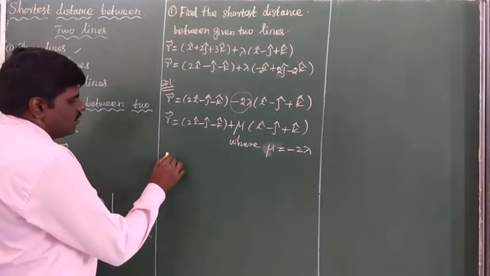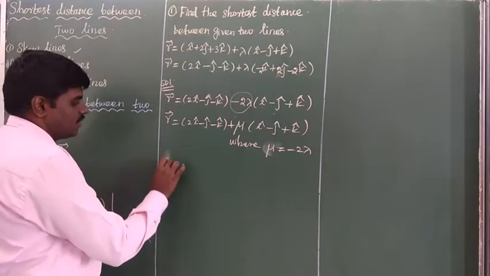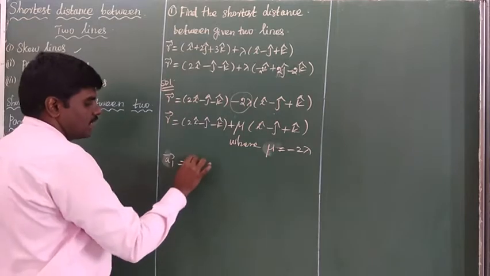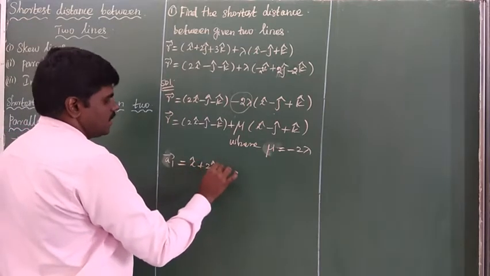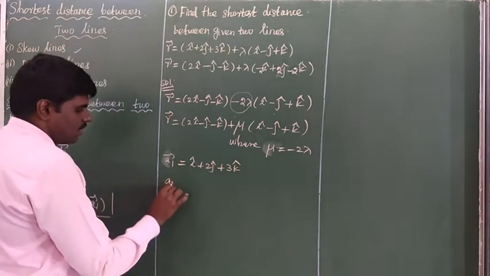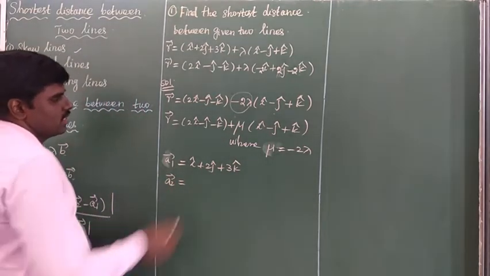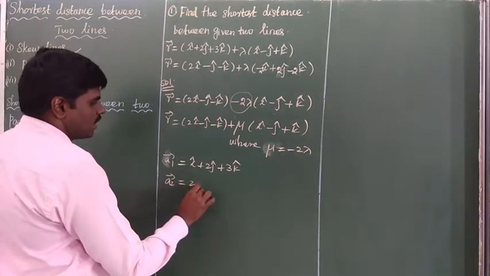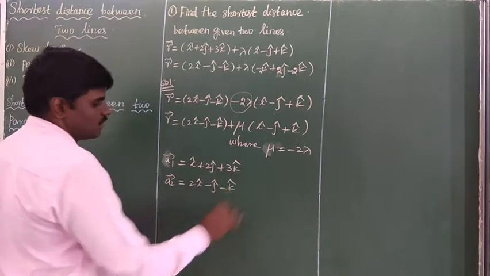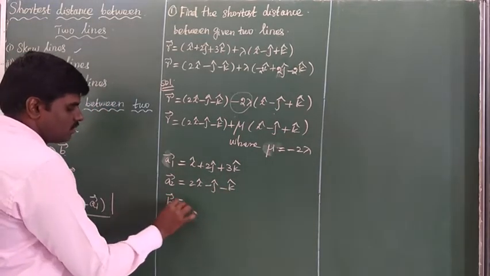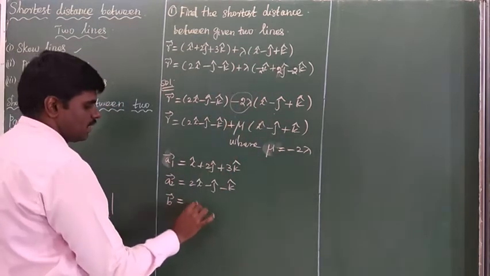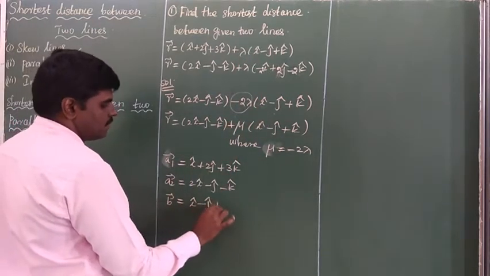First I find out the points for the a vector. What's the a1 vector? Here i cap plus 2j cap plus 3k cap. Next the a2 vector: here 2 i cap minus j cap minus k cap. Is that clear? Next, what's the b vector? Both directions are the same, so here i cap minus j cap plus k cap.